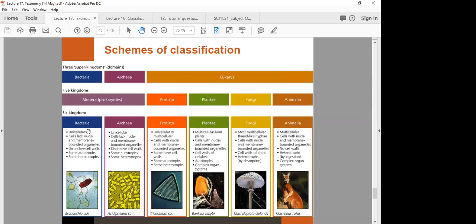Bacteria, they're mostly unicellular organisms. They're prokaryotes, so of course their cells lack nuclei and membrane-bound organelles. Their cells are surrounded by distinctive cell walls. There are some autotrophs and some heterotrophs in this kingdom.